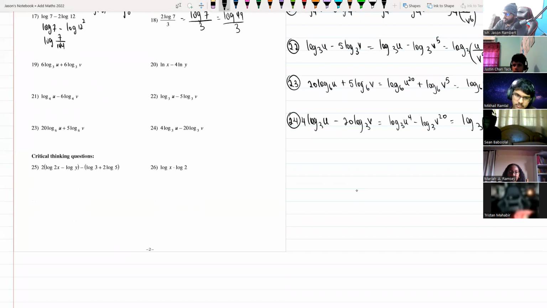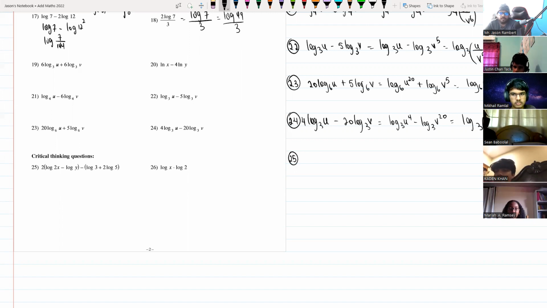All right, so number 25 and 26 are critical thinking exercises, right? Now, number 25, the first thing you should notice here is that all the bases are the same. Just like in indices, all of the bases in this worksheet were the same. And Tristan asked a very good question: will they ever have different bases in logs? They will be working with different bases. We're going to reach that in the next class, how we tackle different bases.